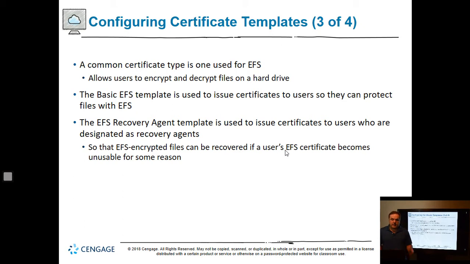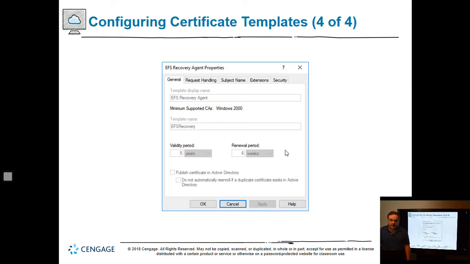So the EFS recovery agent template is what I was just talking about. It is used to issue certificates to users who are designated as recovery agents. I've had many times where the EFS certificate that was used to encrypt something disappears for whatever reason, gets modified, deleted, changed, and it can no longer decrypt the files. So you want to have the recovery agent in order to have that backup person to be able to decrypt files when needed.